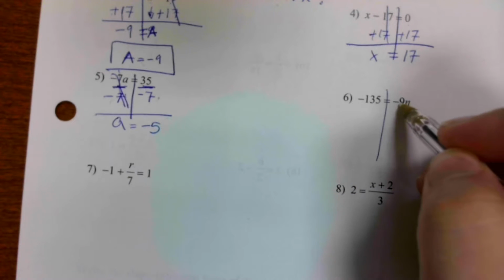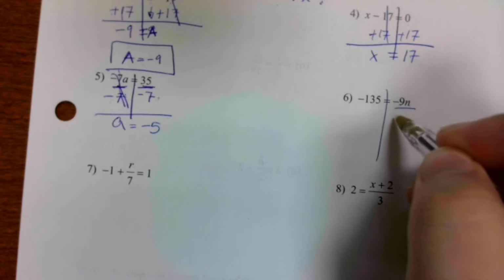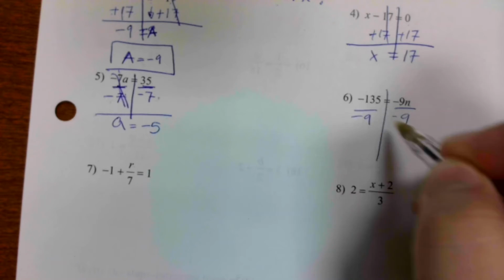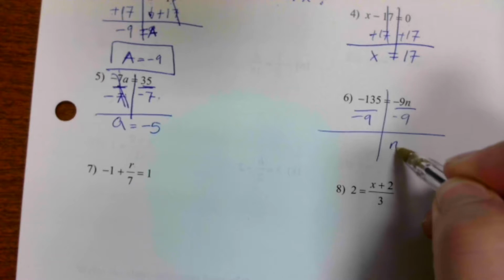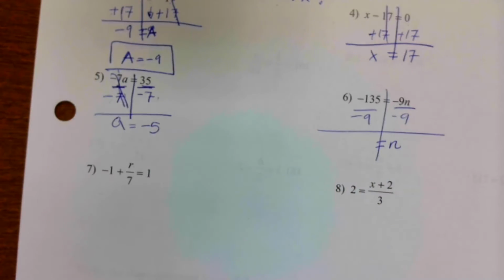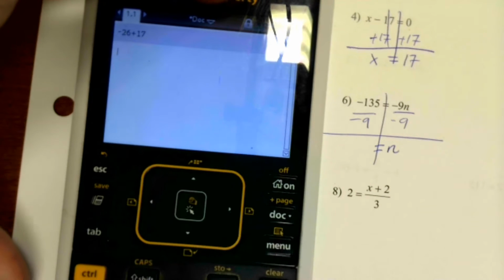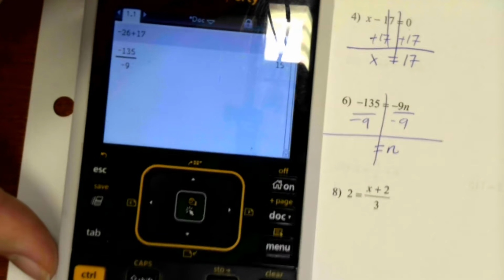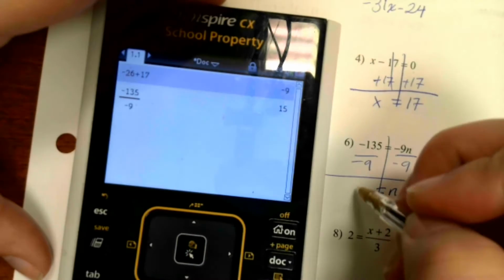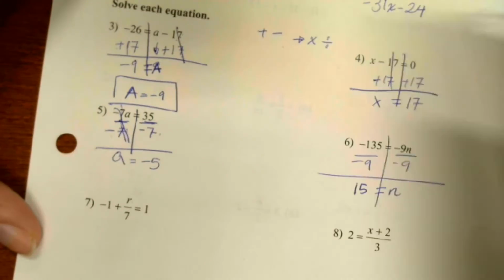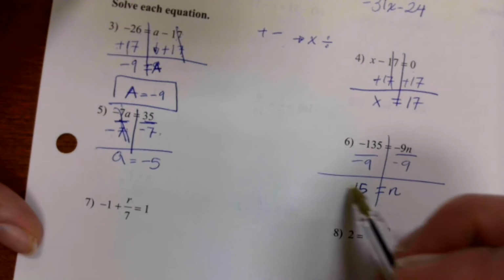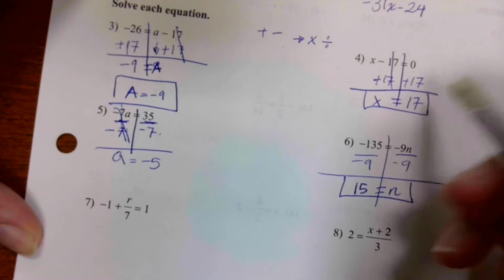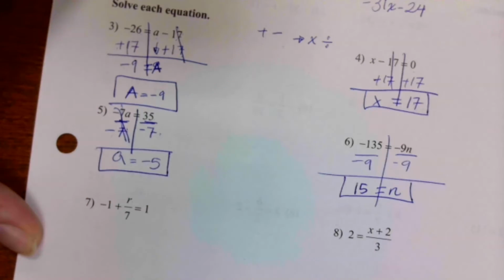Again, this is multiplication. Opposite of multiplication is division. I don't know what it is. I do know it's positive. Negative 135 divided by negative 9. I'm getting 15. Got my answer.